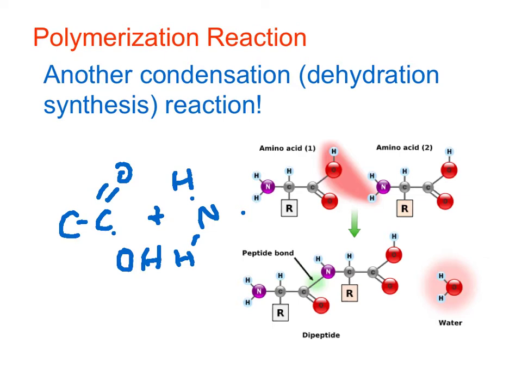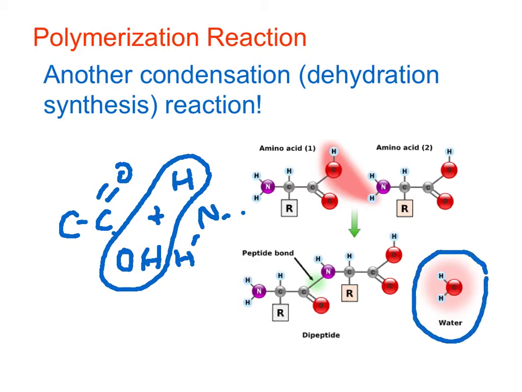And so the reaction is going to be between an OH and an H, and that would happen right here. And of course when we put an H and an OH together, it makes water. So here's your water. Here's the bond between the two amino acids. It's between the nitrogen of one amino acid and the carbon from the carboxyl group of the other amino acid. And with proteins, that bond is called a peptide bond.